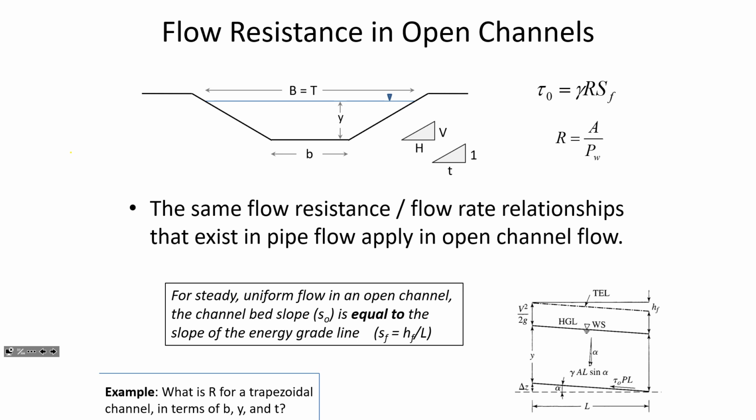5 minutes. That'll be enough for us to just do a quick look at the geometry of this channel. So it's trapezoidal, and we want to know what is the hydraulic radius of the channel in terms of the bottom width, the flow depth, and the side slope. So if we were going to try and substitute into this formula, what is R in terms of Y, B, and T? So let me show you this.